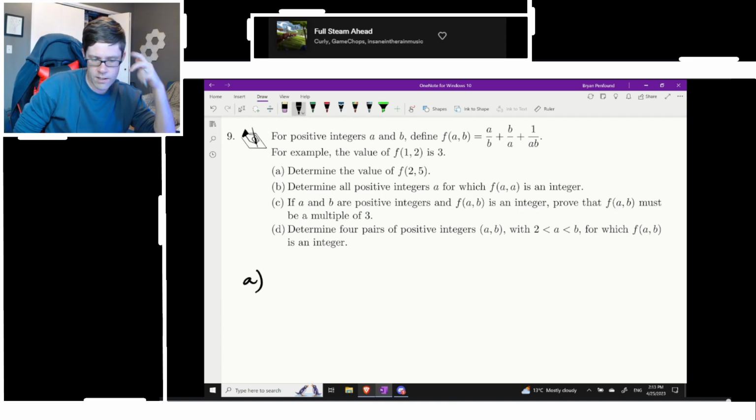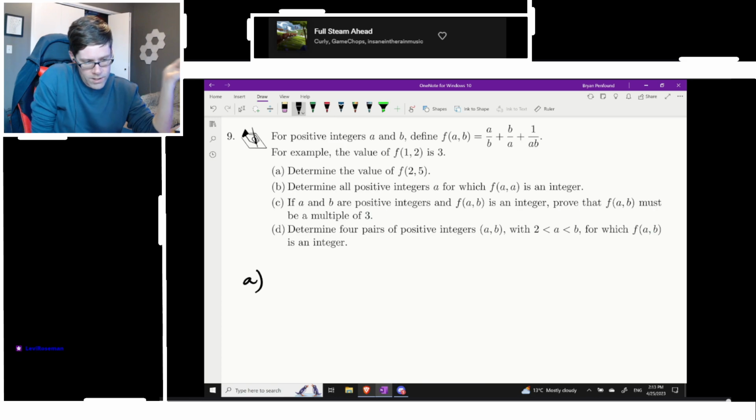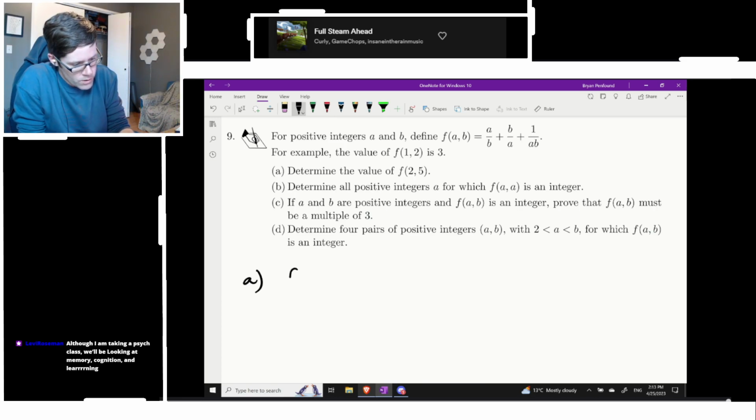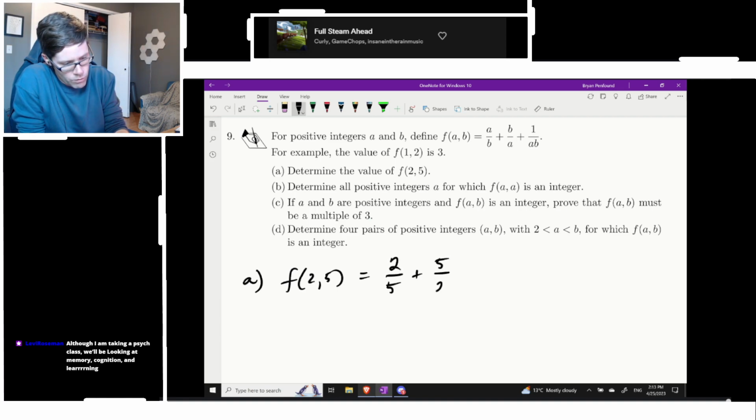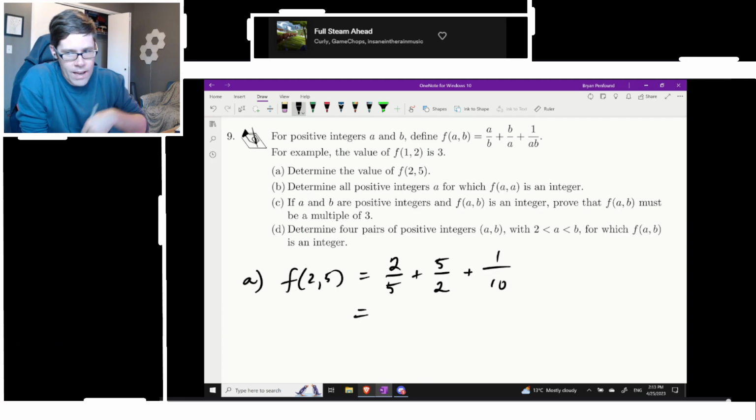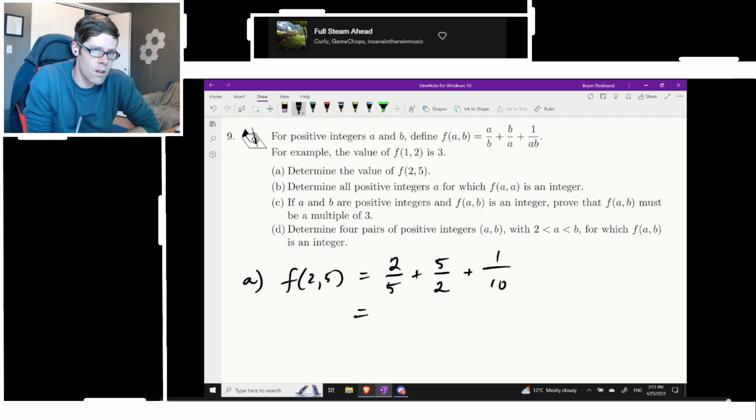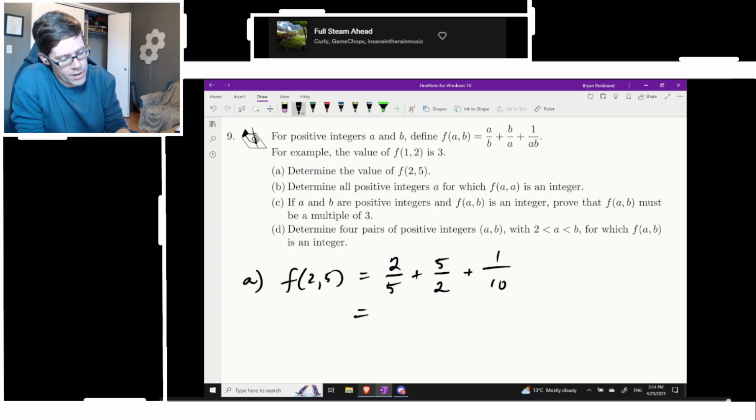So part A just says determine the value of f(2,5). That's just a simple substitution. So f(2,5) should be what? 2 over 5 plus 5 over 2 plus 1 over 2 times 5, which is 10. So yeah, I agree with you, Loyms. There's going to be something here about common denominators that feels important, right? So obviously we're going to have to convert all of these to tenths.